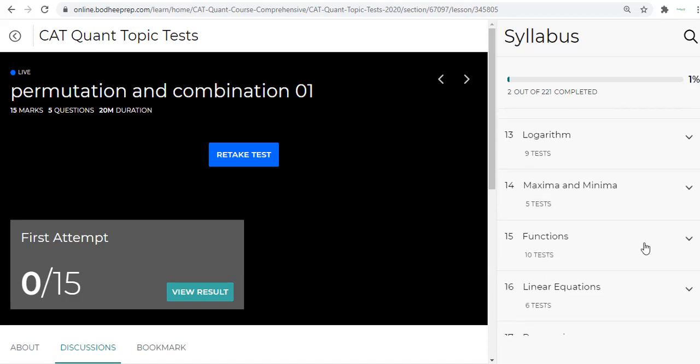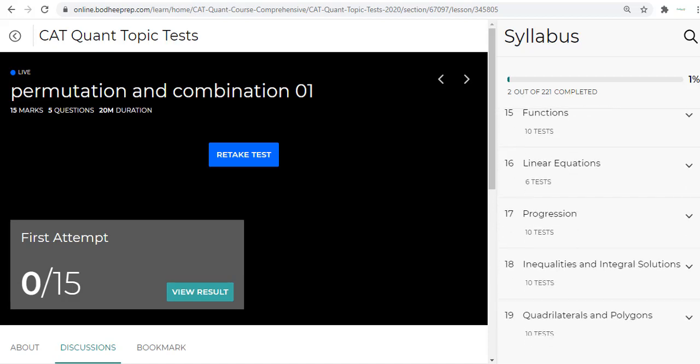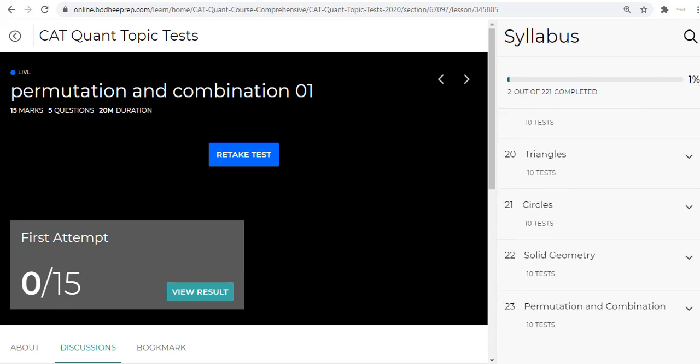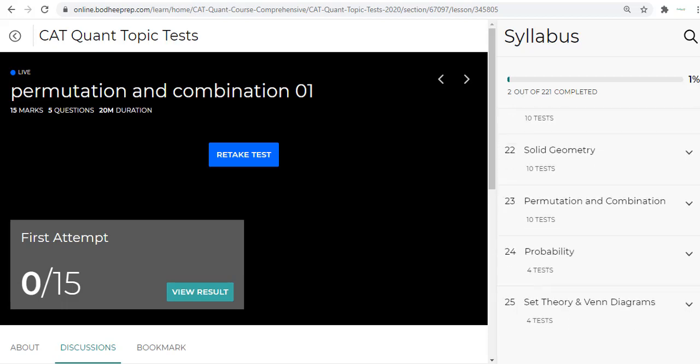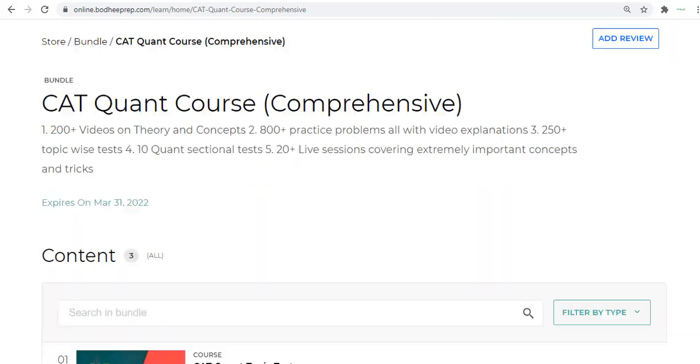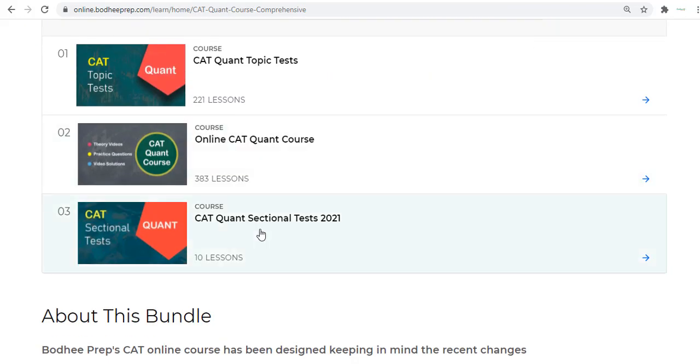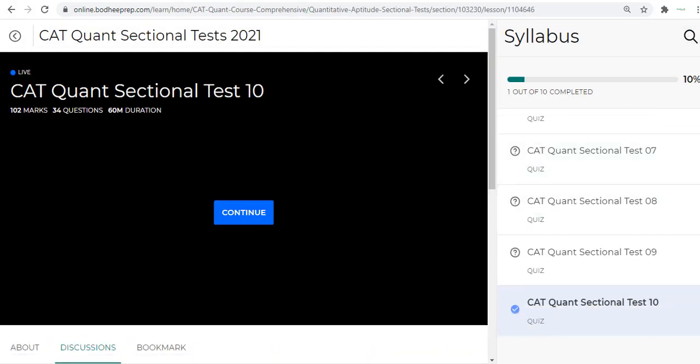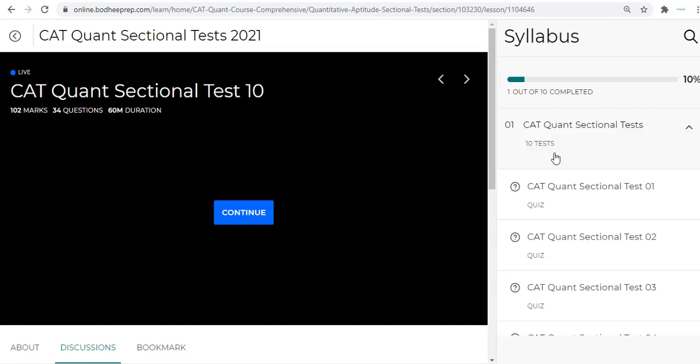You see maxima, minima, functions, linear equations, progression, inequalities, quadrilaterals, triangles, circle, permutation, probability, set theory. Everything has been covered. Every small topic that comes in CAT has been covered extensively in the CAT Quant topic tests. And once you are done with the topic tests, you can go to the sectional tests. And once you come to the sectional test, you will find that there are 10 sectional tests. So you can start like this.